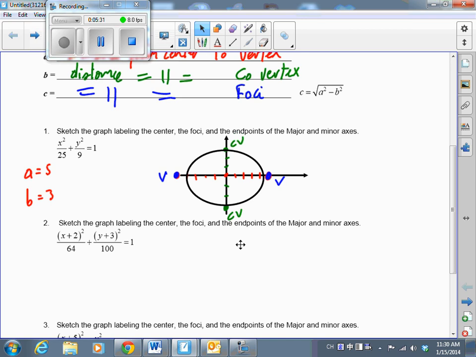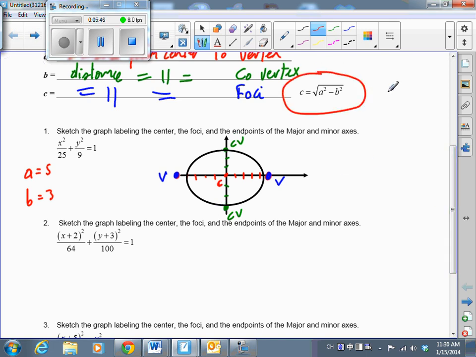Now, there's one more thing that we didn't put. Actually, there are two. The first one is the center, so I'll put just a C there. And the foci. How do you find the foci? To find the foci, you need to be able to find C. There's a formula here. C is equal to the square root of A squared minus B squared, or 25 minus 9, which is 16, so C is 4. So I will count 4 units. 1, 2, 3, 4. I put an X there. 4, I put an X, and I call it F for foci.